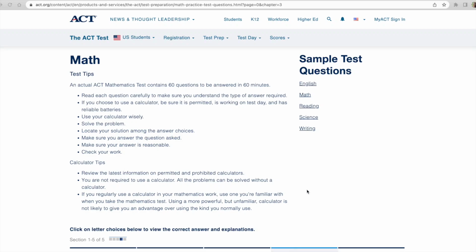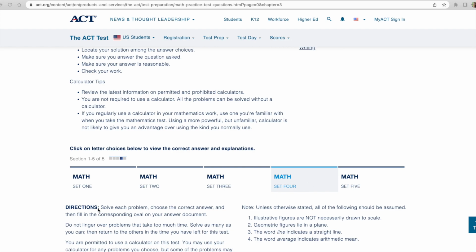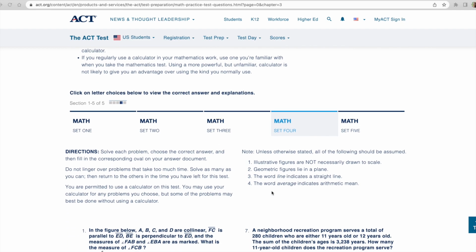In today's video, we're going to be looking at the math section of the ACT practice test. This is split into 5 different sections with 12 questions each, and this is the 4th section that we're looking at today.